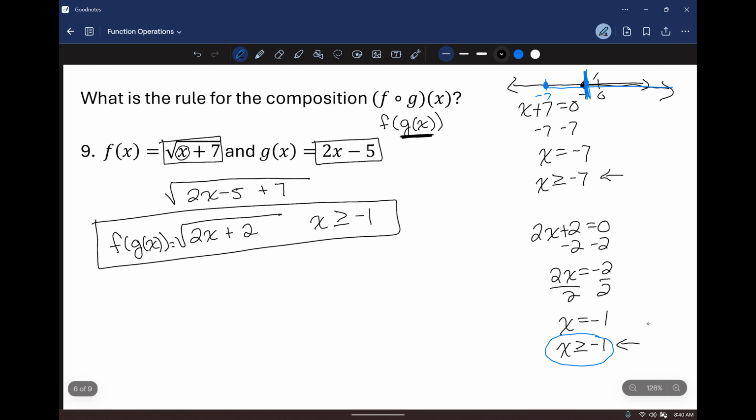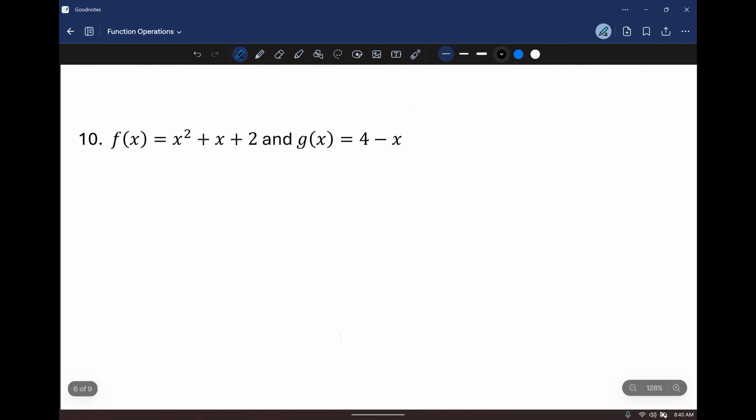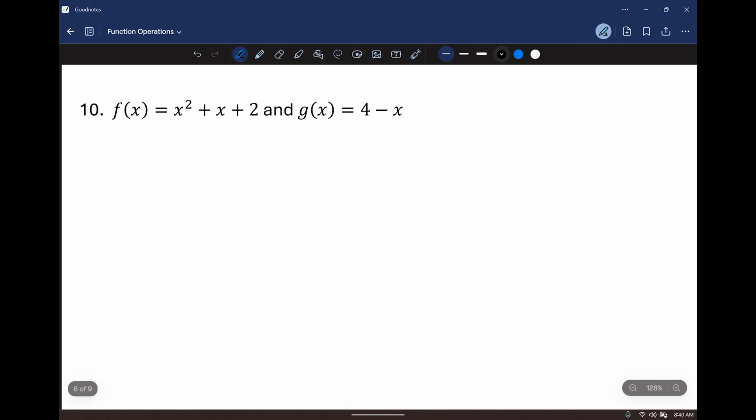All right, number 10. Again, we're doing f of g of x. So we're going to plug g into f. So I'm going to write f down, but everywhere that I have an x, I'm going to put parentheses. And then I'm replacing those x's with g of x. So 4 minus x, 4 minus x. So I'm going to take 4 minus x times 4 minus x, because that's what 4 minus x squared is.